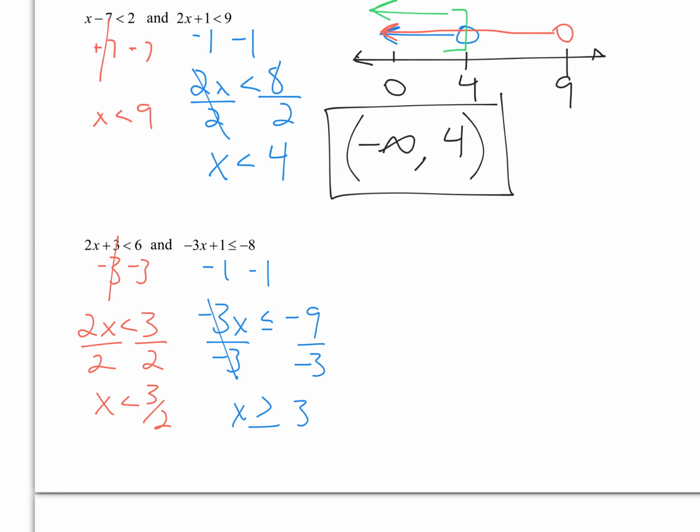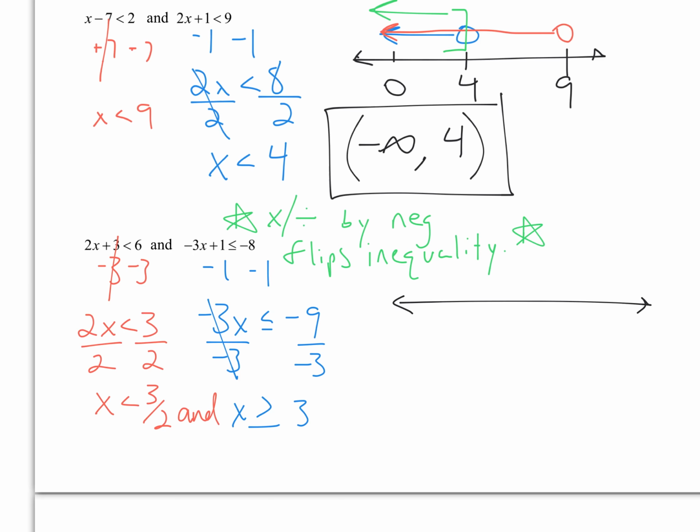So maybe I'll make a note off to the side. Multiplying or dividing by a negative number flips the inequality. Don't forget about that. So we have two statements. We have one and we have the other. x is less than 3/2 and x is greater than or equal to 3, excuse me.